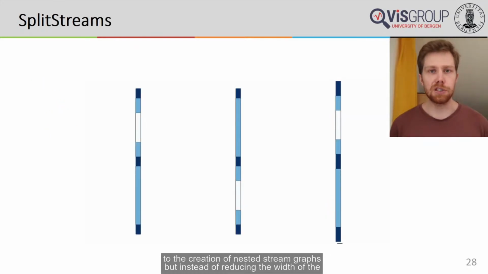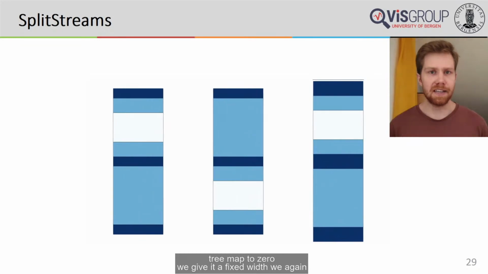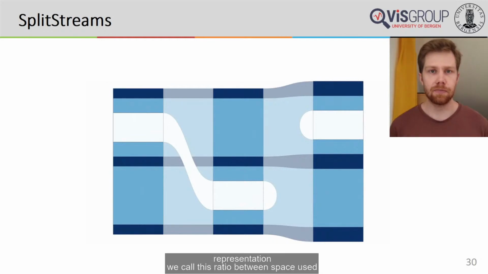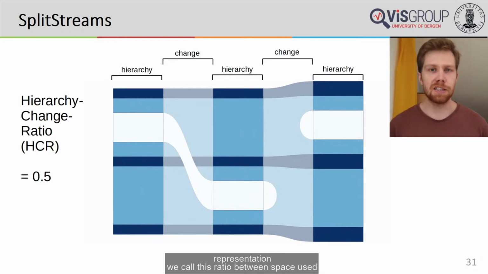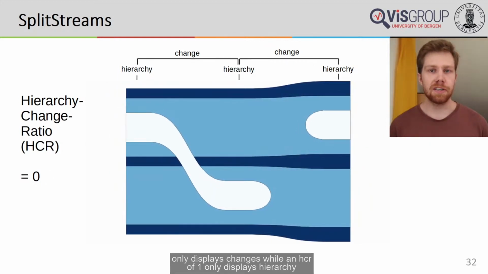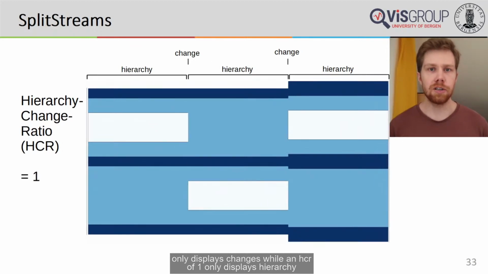Let us go back to the creation of nested stream graphs. But instead of reducing the width of the tree map to 0, we give it a fixed width. We again connect the nodes along the time axis and receive a stream-based representation. We call this ratio between space used for the hierarchy and space used to display changes the hierarchy change ratio, or HCR. An HCR of 0 only displays changes, while an HCR of 1 only displays hierarchy.